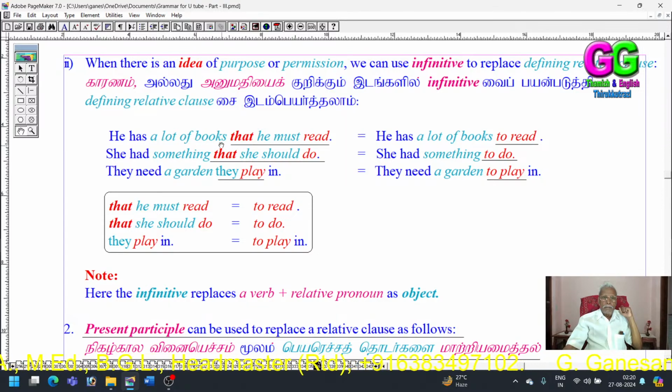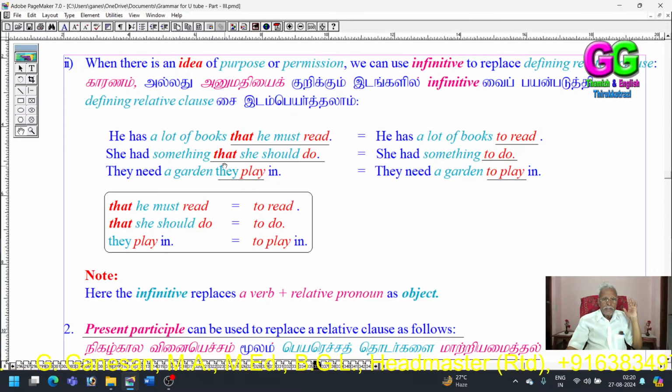You see, "He has a lot of books that he must read." "That he must read" is the defining relative clause. Here there is some reason, some purpose. So it can be replaced. "That he must read" could be replaced by "to read."